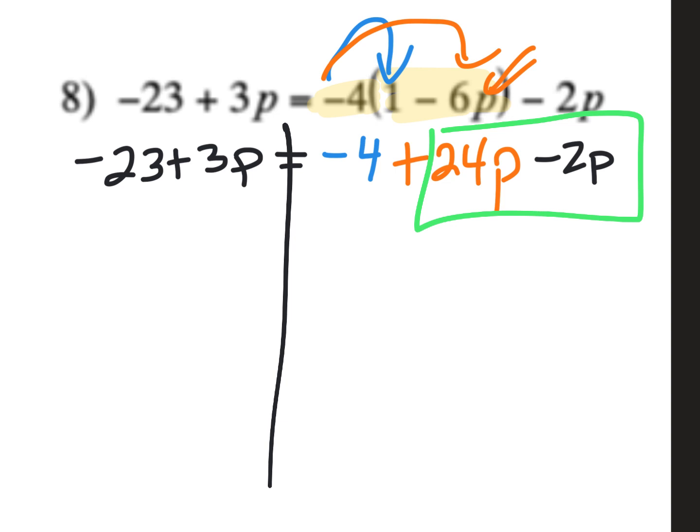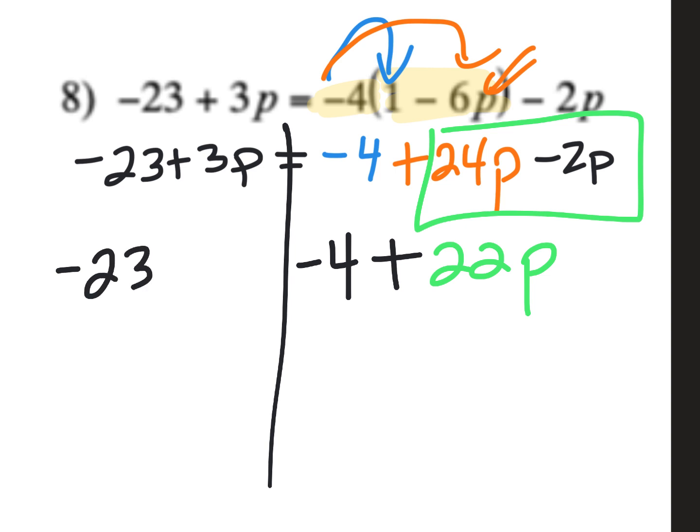We're going to put them together because they're on the same side. What if I got 24 P's and I take away 2 of them? How many do I have? 22. And don't forget the P. Because that's a positive, I'm going to put that plus in front of it, and bring down that -4. Because those were on the same side, I was able to put them together.